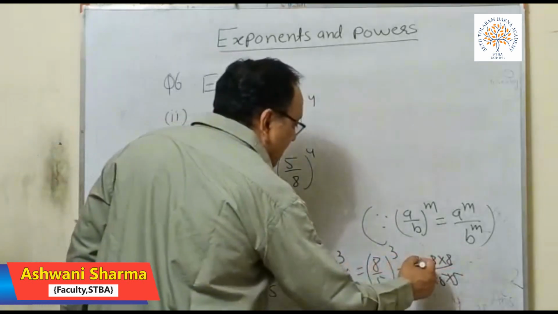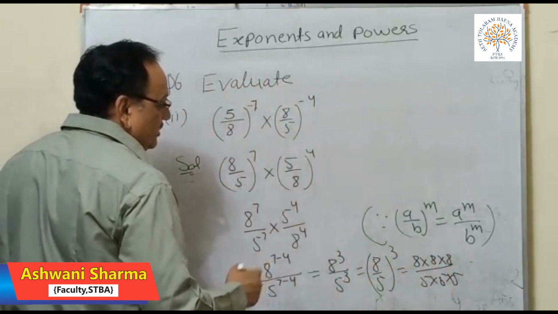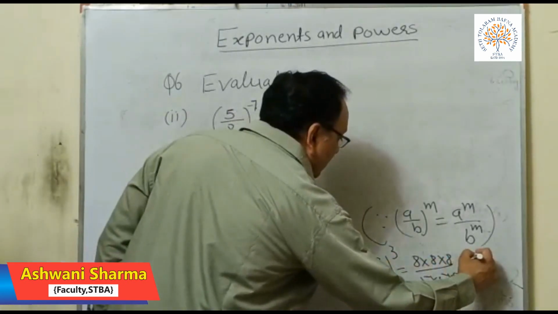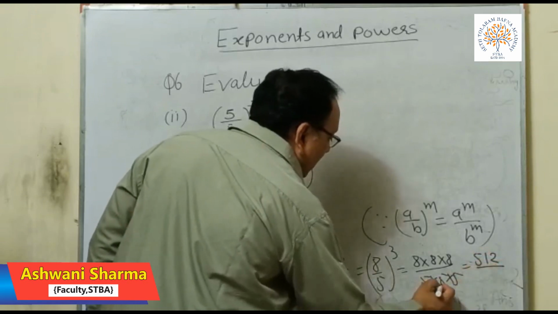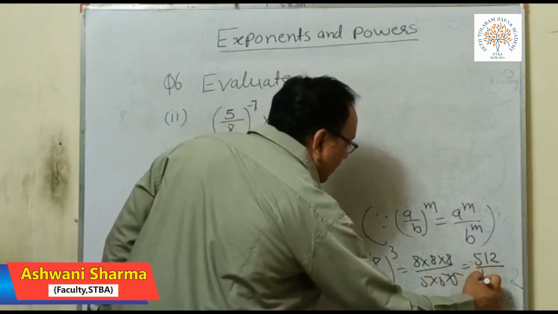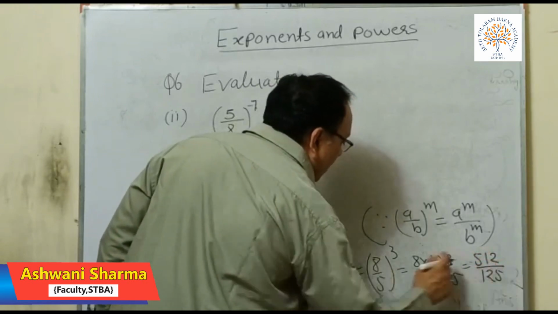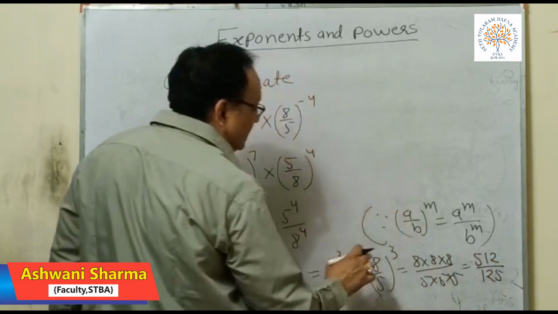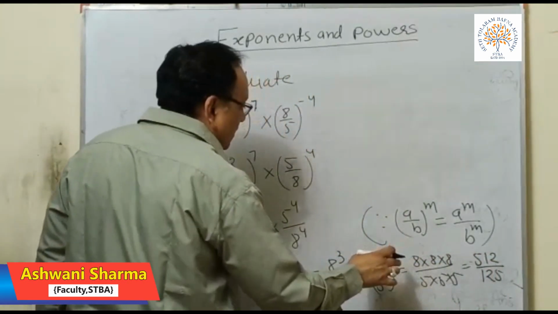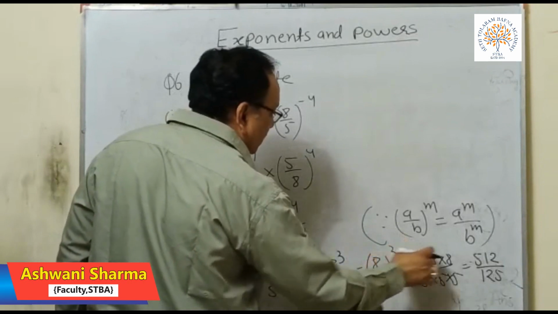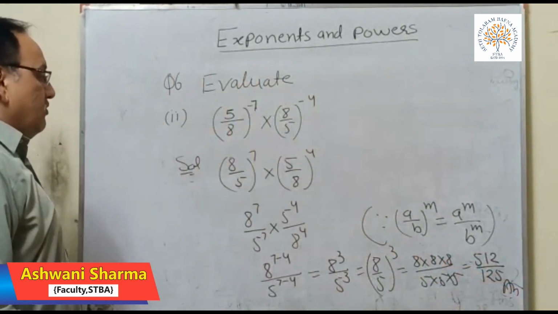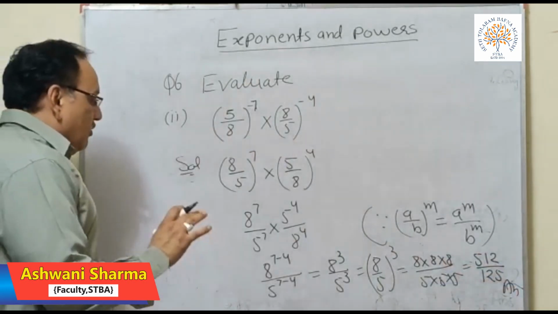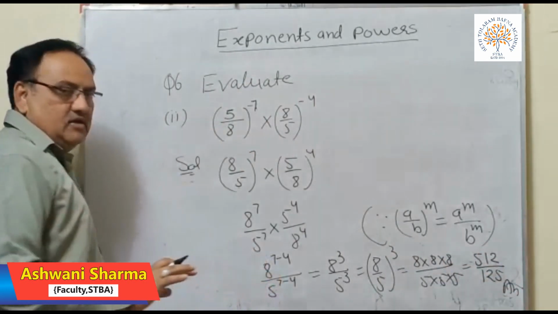Now 8 8s are 64, 64 8s are 512, upon 5 5s are 25, 25 5s are 125. 8 8s are 64, 8 4s are 32, 8 6s are 48, 48 plus 3, 351. Yes, right. This is the answer. 512 upon 125 is the answer.